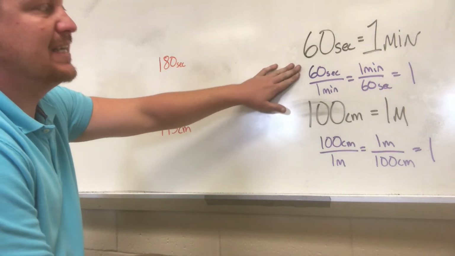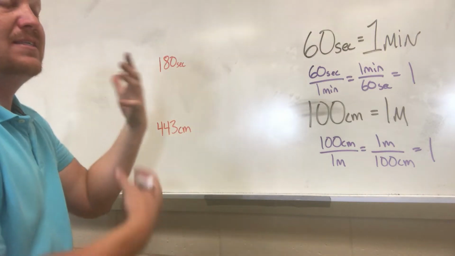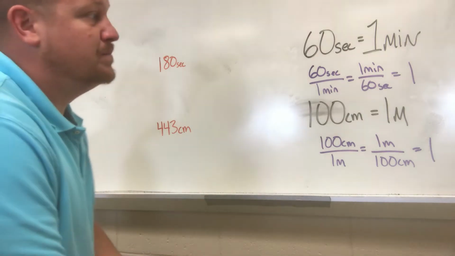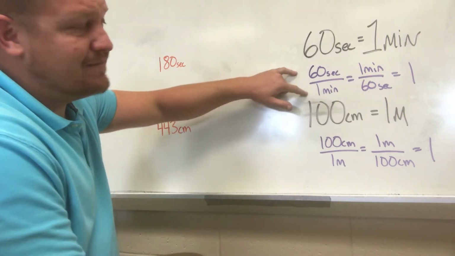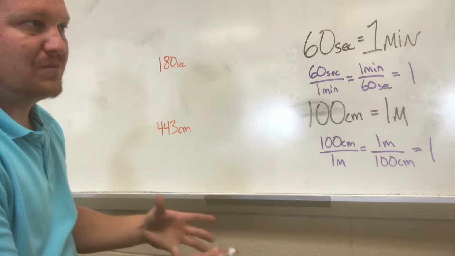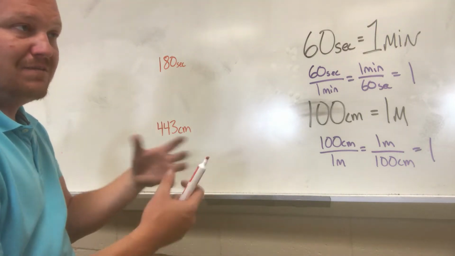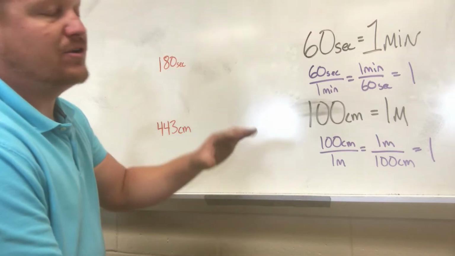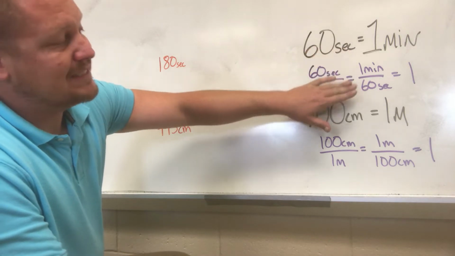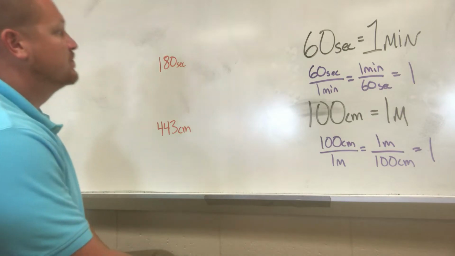We can say that 60 seconds over 1 minute is the same thing as 1, because if you have the same value in the numerator and the same value on the bottom, you divide them, it's equal to 1. I know 60 divided by 1 is not 1, but 60 seconds and 1 minute represent the same packet of time. So you're dividing something by itself, so you're getting 1. And you could go either way with that. So 60 seconds divided by 1 minute, or 1 minute divided by 60 seconds, is equal to 1. So we can use that as a conversion factor.